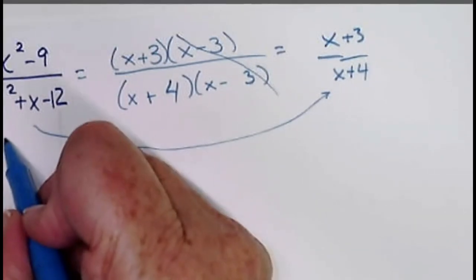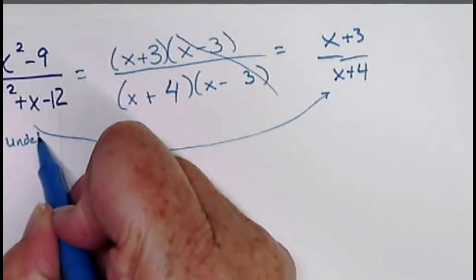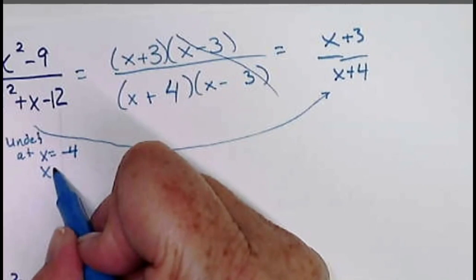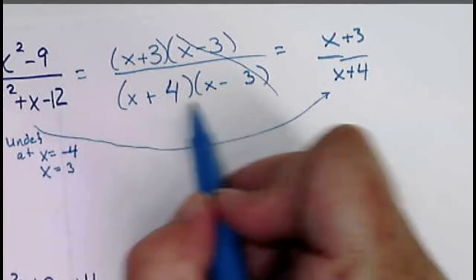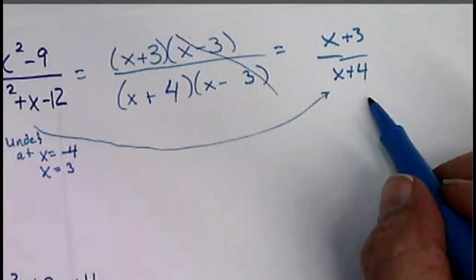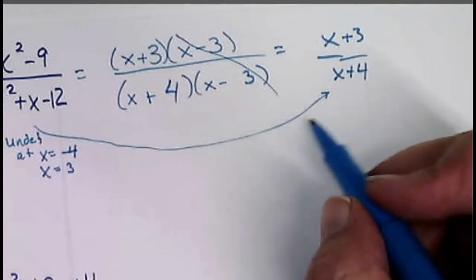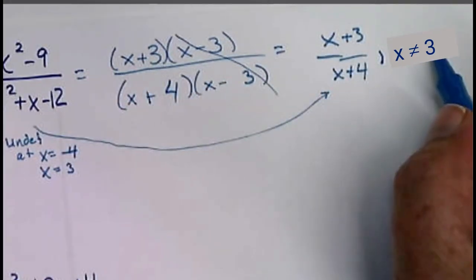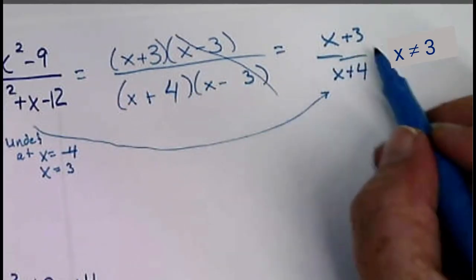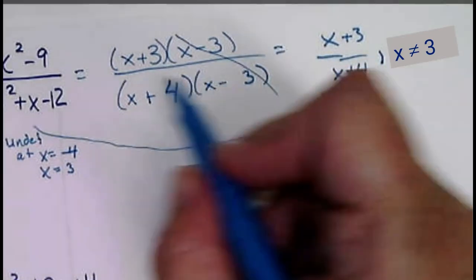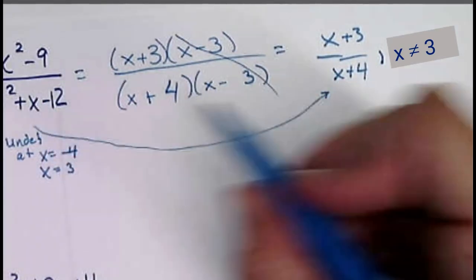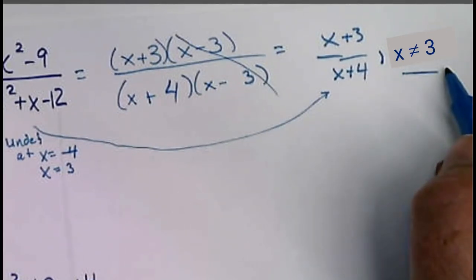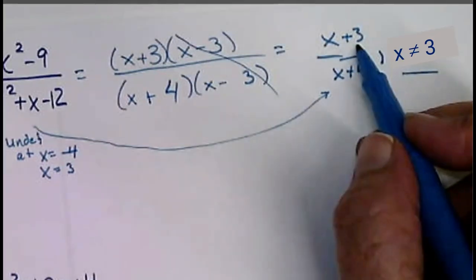However, these expressions are not quite exactly the same. This expression has an undefined point at x equals negative 4 and x equals 3, because of these factors. This only has an undefined point at x equals negative 4. So we have to say that this is not the same as this when x equals 3. Because when x equals 3 here, you have 6 over 7. When x equals 3 here, you have undefined. So this is what we call an excluded value. Don't worry too much about that for the placement test. I'm mostly seeing if you can factor and cancel.